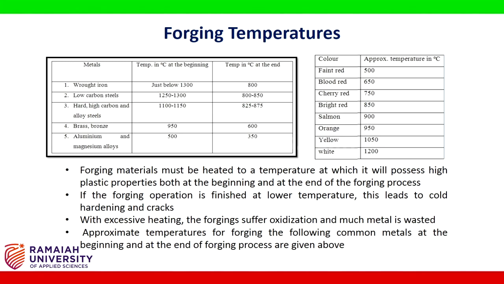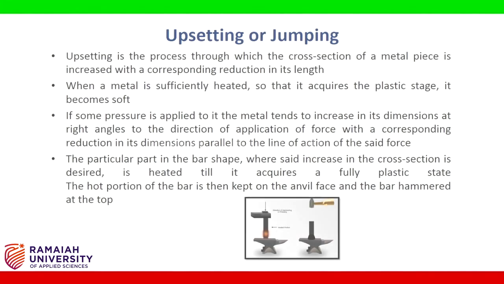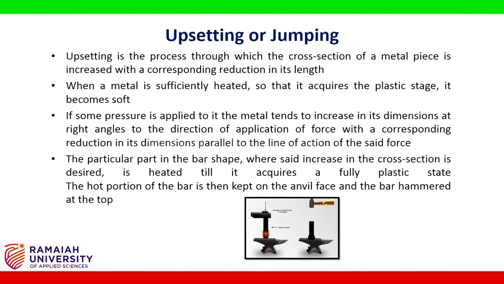Approximate temperatures for forging common metals at the beginning and at the end of the forging process. Upsetting or jumping. Upsetting is a process through which the cross-section of a metal piece is increased with a corresponding reduction in its length. When a metal is sufficiently heated so that it acquires the plastic stage, it becomes soft. If some pressure is applied to it, the metal tends to increase in its dimensions at right angles to the direction of application of force, with a corresponding reduction in its dimensions parallel to the line of action of the force. The particular part of the bar where the increase in cross-section is desired is heated till it acquires a fully plastic state.